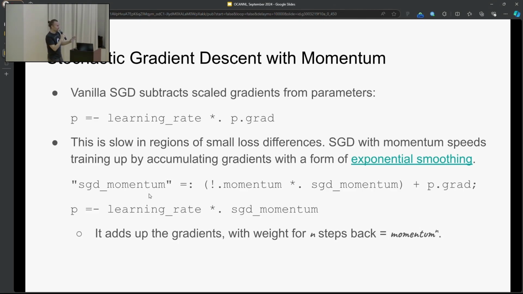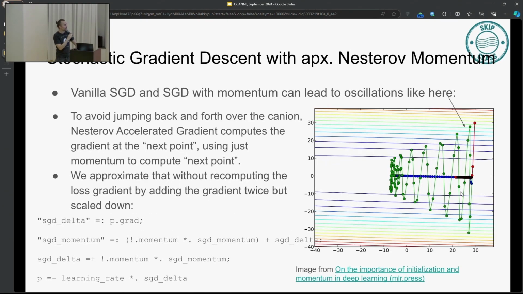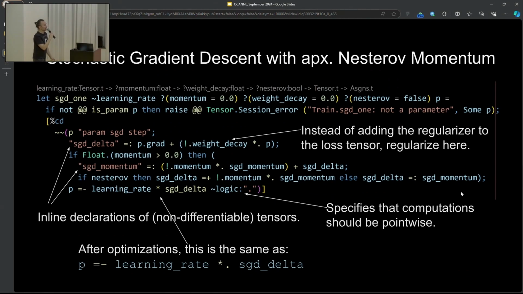So the momentum will be geometrically smoothed by the momentum coefficient values of gradients of the parameter of interest. So let's skip this slide. That's the stochastic gradient descent update expressed in OCANNL.